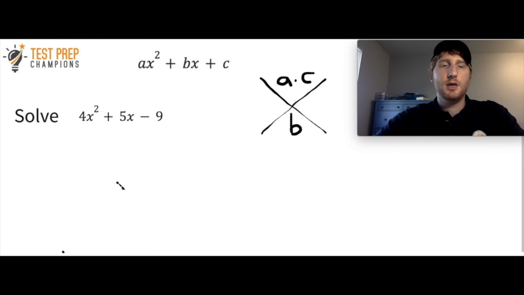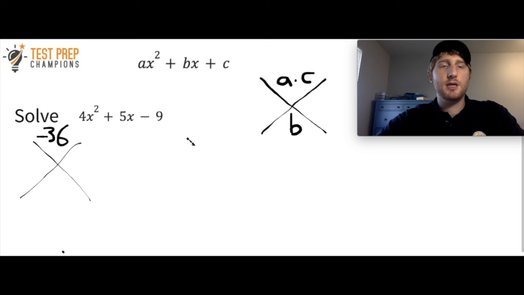Okay, so as always, what we want to do to start off is take our a and multiply it by our c. So we're going to do 4 times negative 9, and that's negative 36. And if you need your calculator to help you, don't worry about it. I still sometimes draw a blank when it comes to times tables, as many people do, so don't worry about it. That's what it's there for.